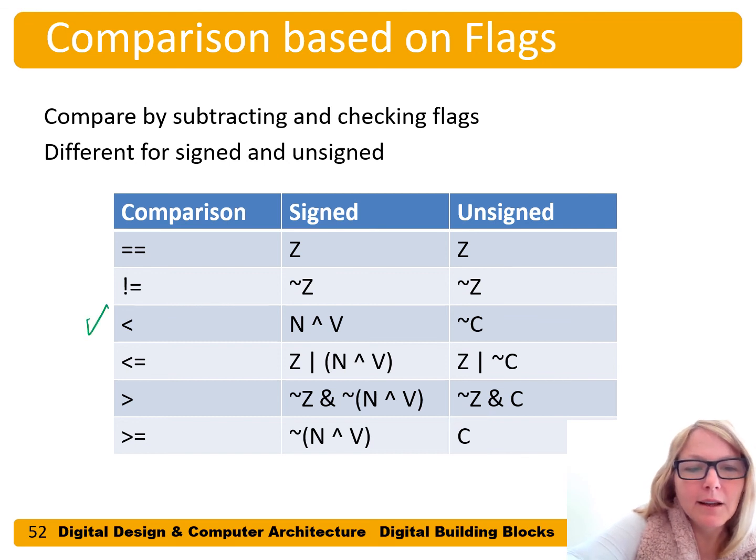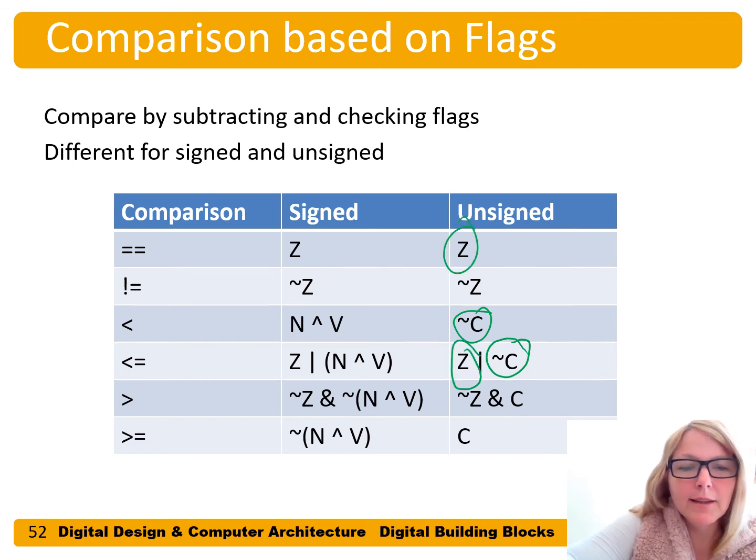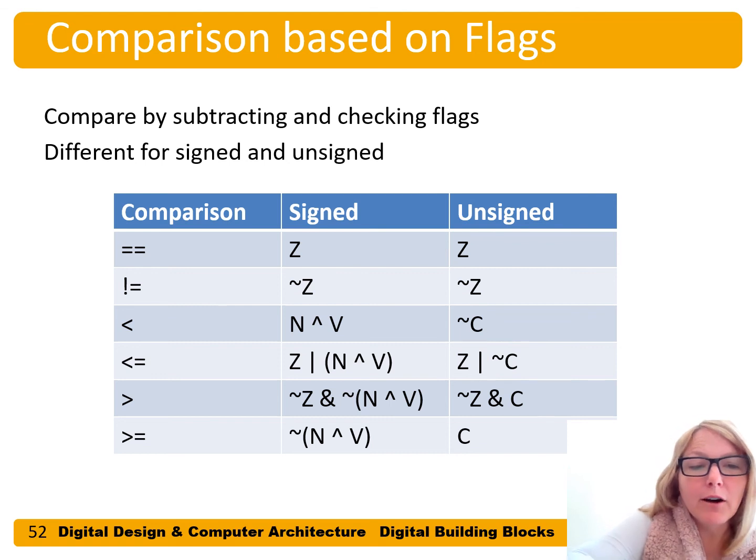And now let's look at the next case, less than or equal to. Well, we already took care of less than. Here's the less than case. Or equal to, we have the equal to case here. So we OR that, less than or equal to. And same thing for unsigned, less than or equal to. And now greater than is going to be the opposite, right?